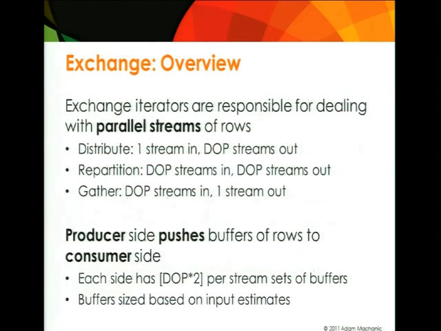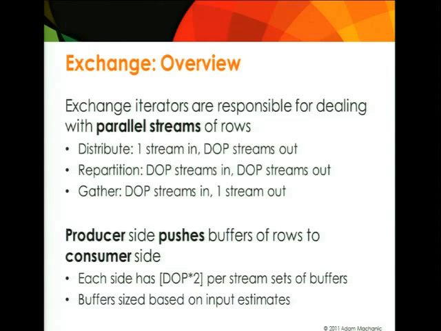The one other memory-consuming iterator is exchange. Now, exchange iterators deal with parallel sets of rows on multiple threads. And there's 3 flavors of exchange. Distribute, where one stream comes in, multiple streams come out. Repartition, where depending on the DOP, N streams come in and N streams come out, and those N streams that come out are distributed using a different algorithm than the ones that come in. And then gather, where N streams come in and one stream comes out.